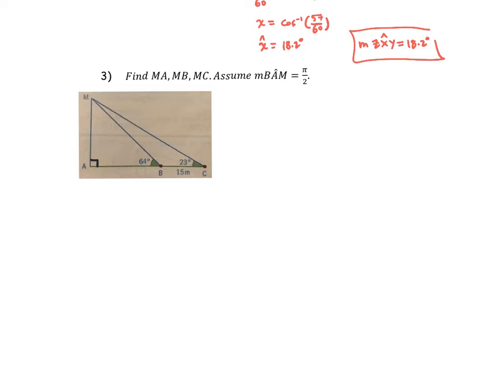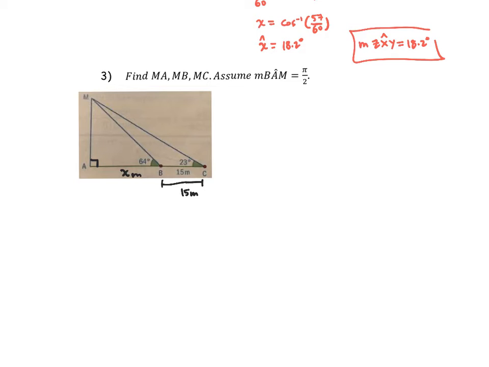That brings all right triangle trig to our doorstep. We're going to call this length from A to B x, and this length from here to here was 15, just to clean up some potential confusion there. All right, so I want to find MA, I want to find MB, I want to find MC.